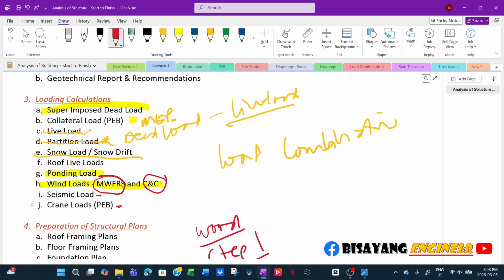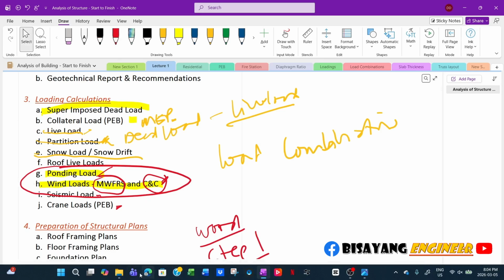And then crane load, we will not touch this. This is special. I already mentioned last time that if you are really into crane design, then you have to download the design guide for designing cranes. So yeah, we will focus on these two here, and then of course we will discuss the other loadings, but really quick. We will focus more on ponding load and wind load.